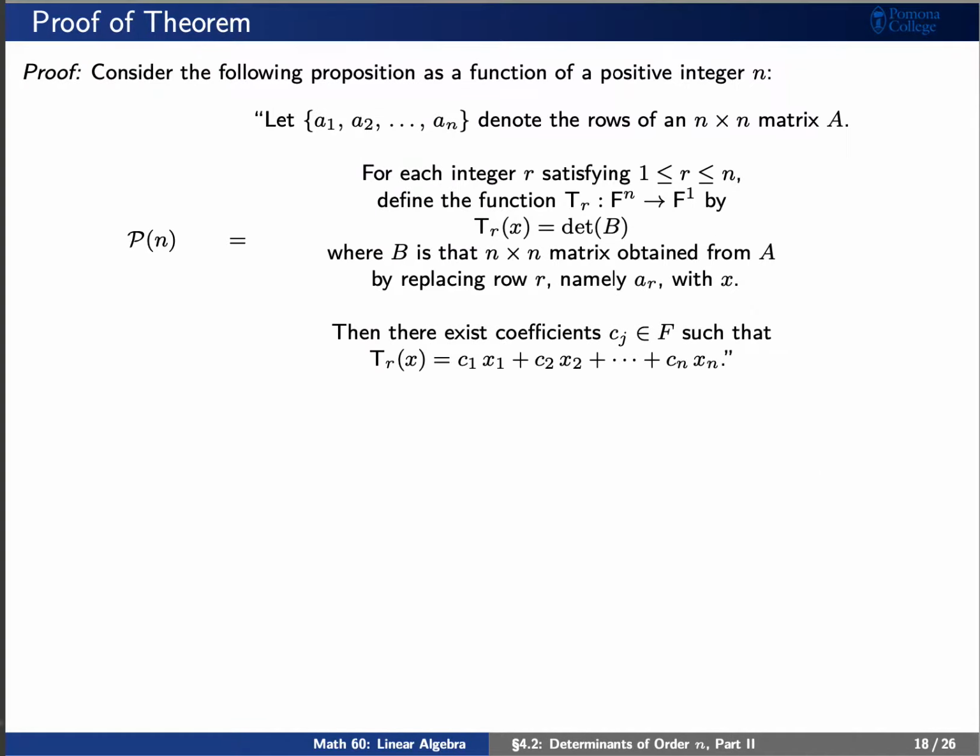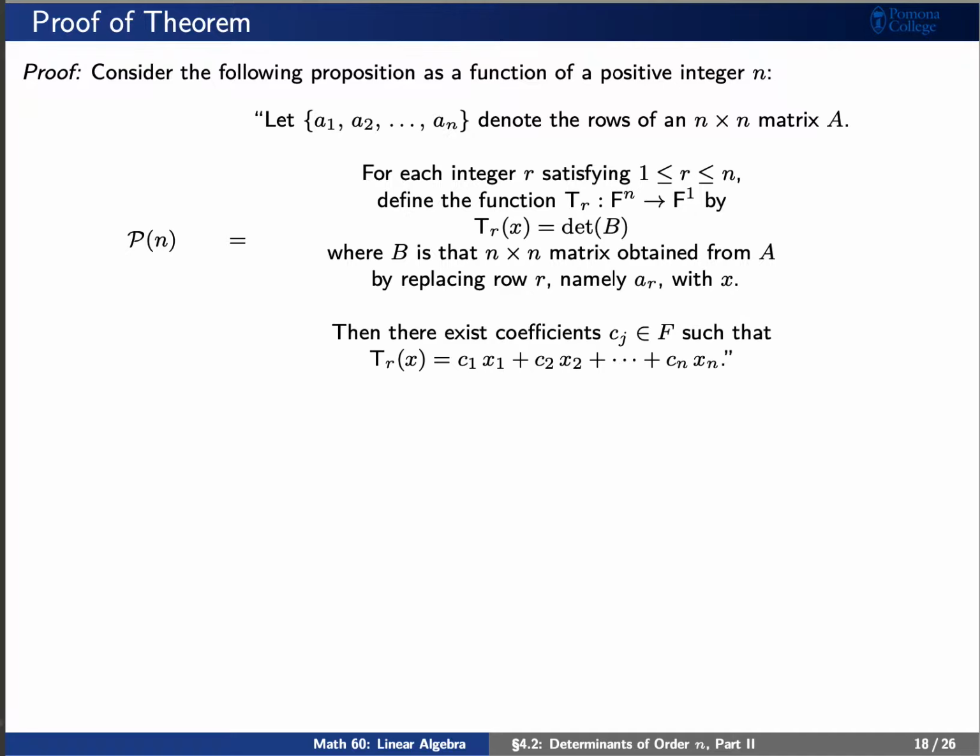Let's go over the proof of this. First, we want to consider the following proposition as a function of the integer n. Remember that n here is the size of the n by n matrix. It goes as follows. Let's consider the proposition that says, let a sub 1 through a sub n denote the rows of an n by n matrix A.